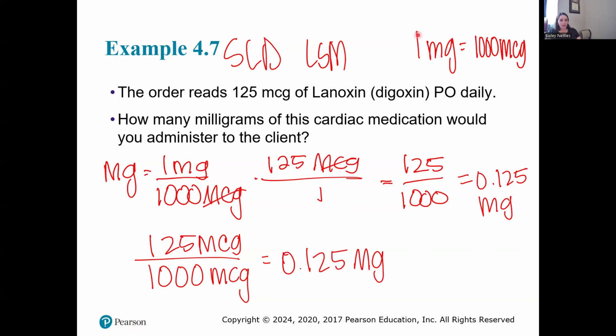Okay, once again, this time I'm going from small to larger because it takes 1,000 micrograms to equal 1 milligram. So I take my desired goes on top, and what I have is my conversion goes on bottom, and you divide, and you get 0.125.